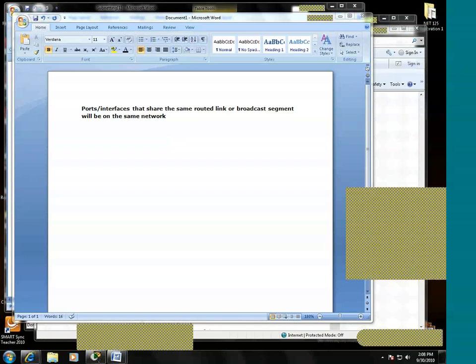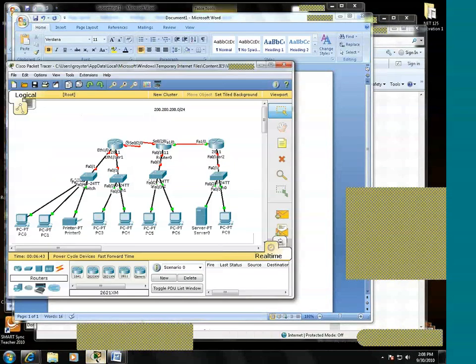All right, so everybody has ports, interfaces that share the same routed link or broadcast segment will be on the same network. All right? Okay, with that in mind, let's take a look at a diagram. How many networks do you see there?